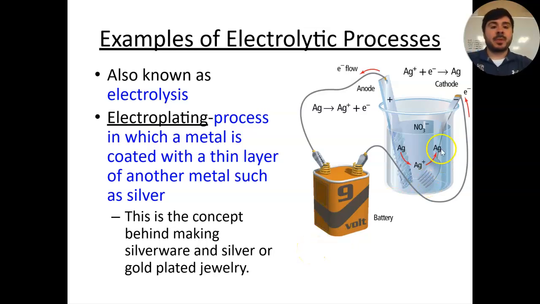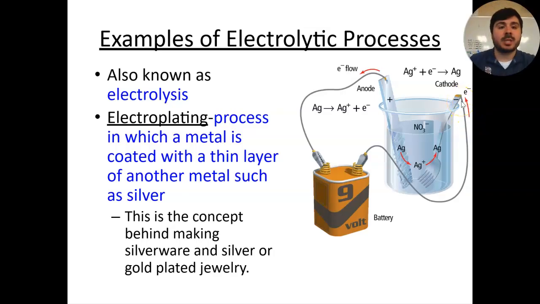So what happens is they basically will take a battery like we see here, right? This battery, in this example, is a 9-volt battery, and they'll hook up 2 little probes to it, right? And the one probe will run to the anode, which is a metal bar of silver here. The other is going to be a probe that gets hooked up to the thing you want to electroplate.